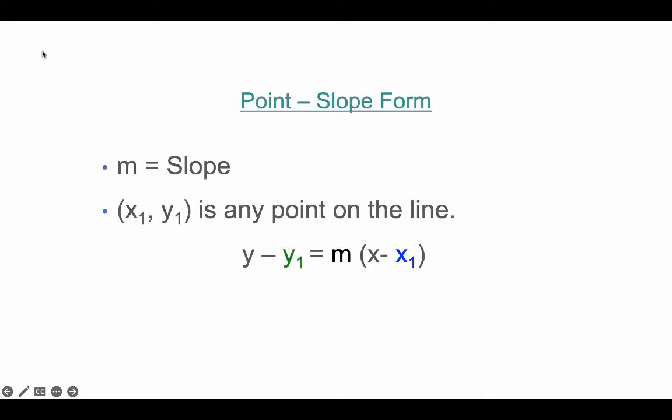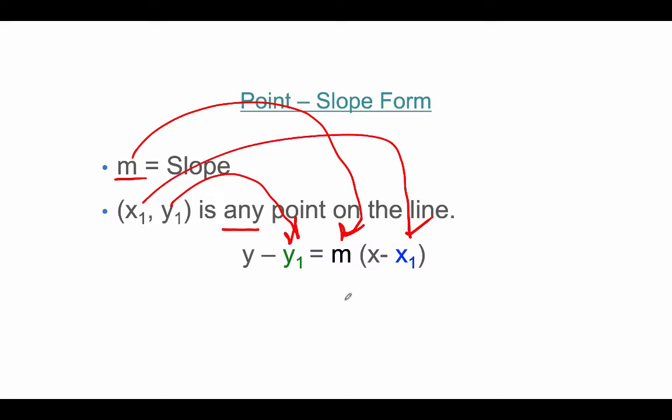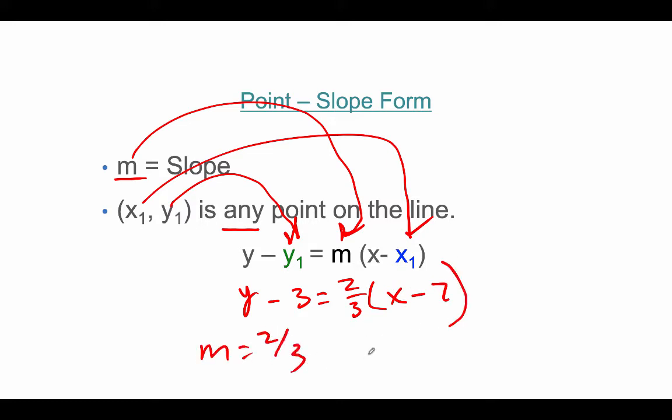Point-slope form is a very useful form because you don't always know the y-intercept, and the y-intercept isn't always a nice point. So if you know any point on the line, x coordinate and y coordinate, and you know the slope, then the slope goes there, the y coordinate goes here, the x coordinate goes here. So if I had y minus 3 equals 2/3 times x minus 7, I would know that I have a slope of 2/3 and I have a point of 3, 7.